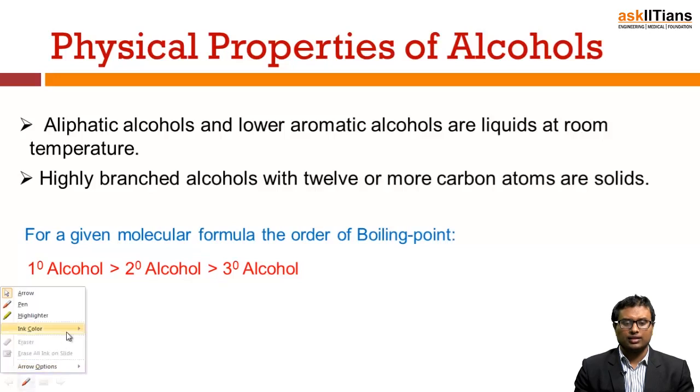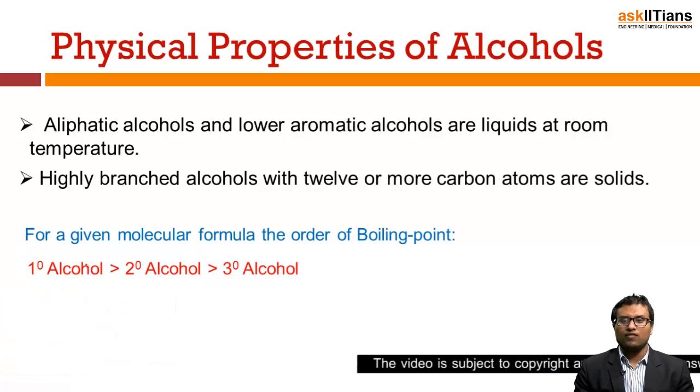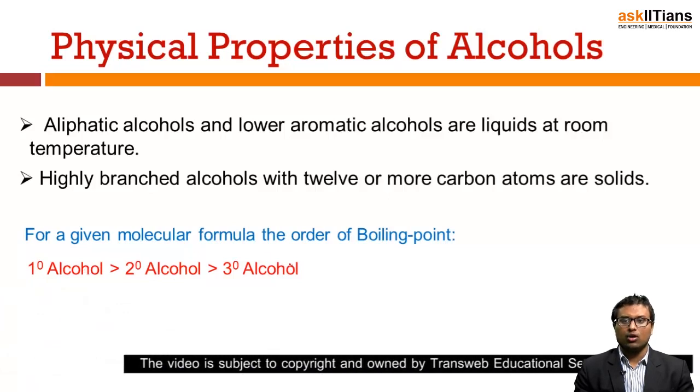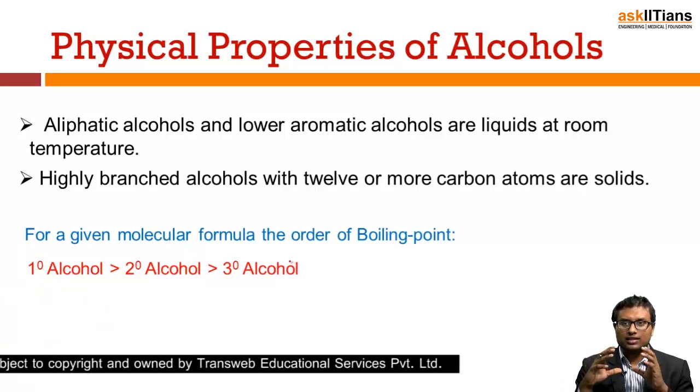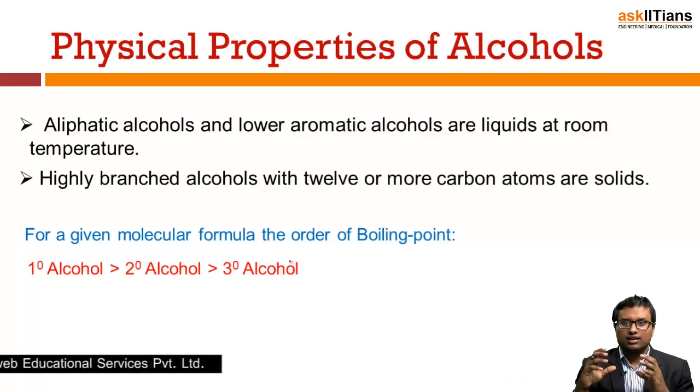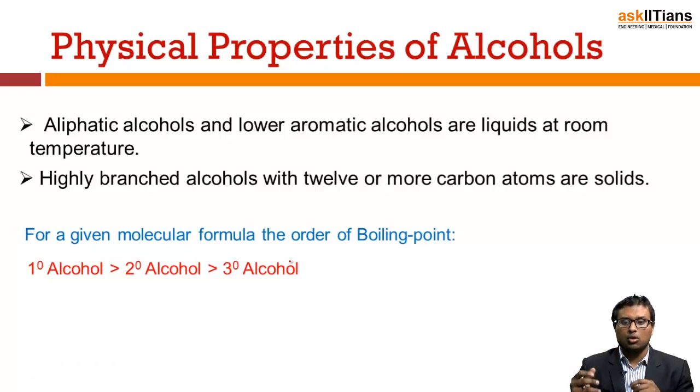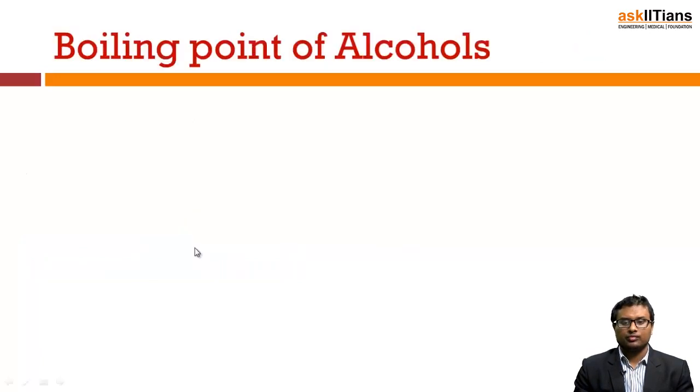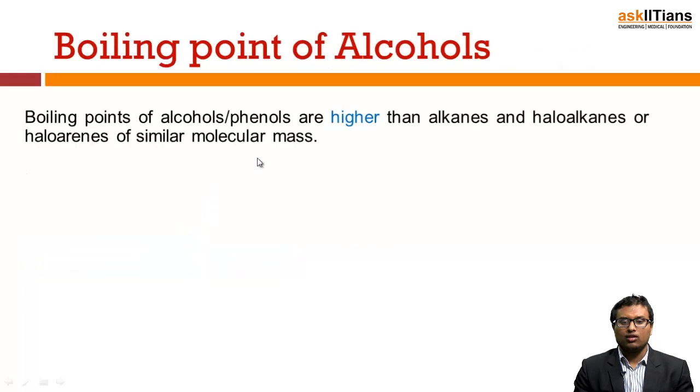What is the reason? The reason is simple. As you go from 1 degree to 3 degree alcohol, the structure's surface area decreases, and as the surface area decreases, its boiling point decreases. The boiling points of alcohols or phenols are higher than alkanes and haloalkanes or haloarenes of similar mass.